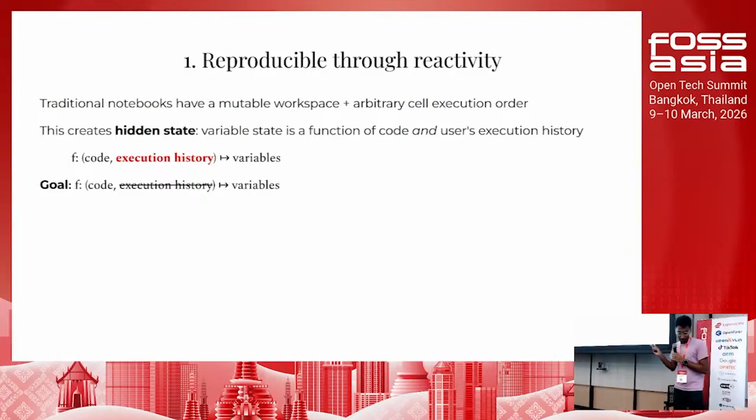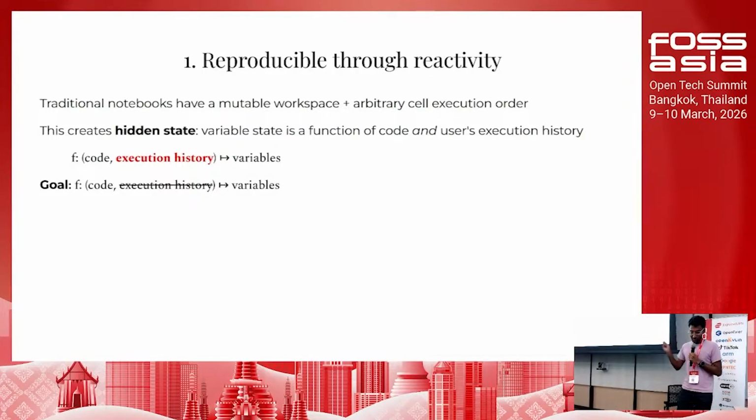Firstly, unpacking what a reactive notebook means. Traditional notebooks have a mutable workspace and an arbitrary cell execution order. So if you rearrange your cells, it may behave differently. And the execution history influences the state of your application. So I could run my Jupyter notebook in one way, and if I share it with another person, it may run totally differently. So the outputs may not be reproducible.